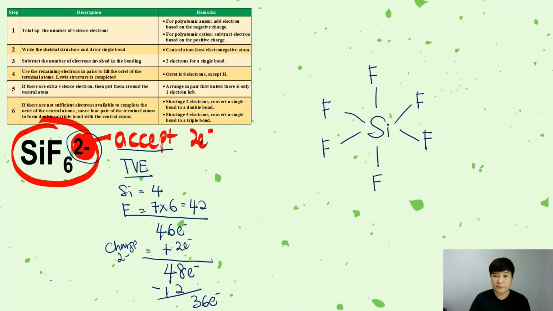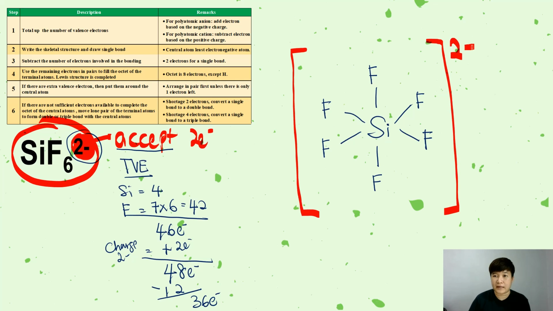Okay, but before I proceed, bear in mind that it's a charge. So when it's a charge, how should your Lewis structure look? Your Lewis structure needs a bracket, and also the charge 2-. That's how your Lewis structure looks.